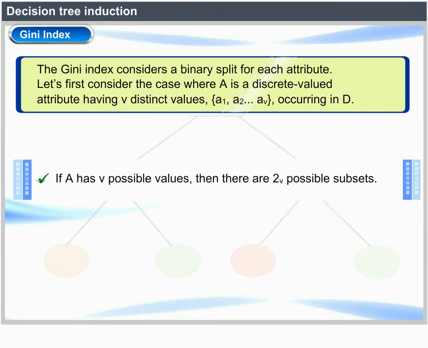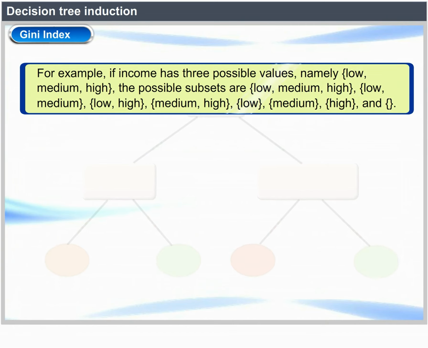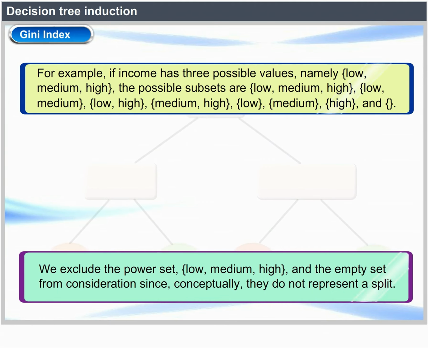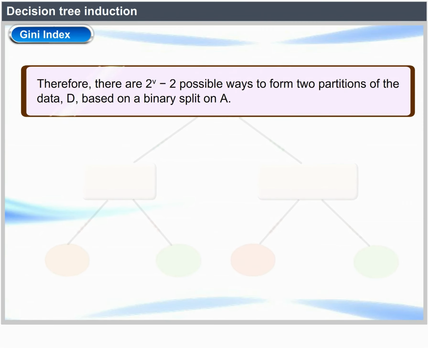If A has v possible values, then there are 2^v possible subsets. For example, if income has 3 possible values, namely low, medium, high, then the possible subsets are {low, medium, high}, {low, medium}, {low, high}, {medium, high}, {low}, {medium}, {high}, and {} the empty set. We exclude the power set {low, medium, high} and the empty set from consideration since, conceptually, they do not represent a split. Therefore, there are 2^v minus 2 possible ways to form 2 partitions of the data D based on a binary split on A.